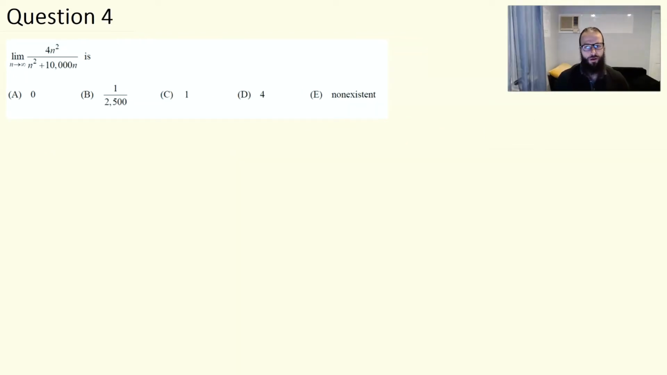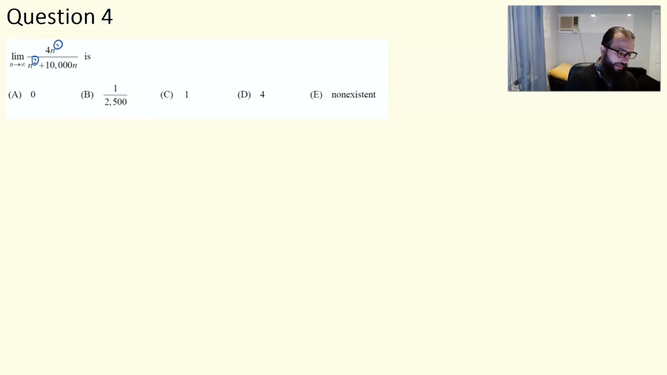This is question 4 on our limits chapter quiz. And what we have here is a simple limit to infinity. We've got the limit as n approaches infinity of 4n squared over n squared plus 10,000n. All we have to remember here is that the highest powers are all that matter. And we have equivalent highest powers. We have n squared in the top and in the bottom.